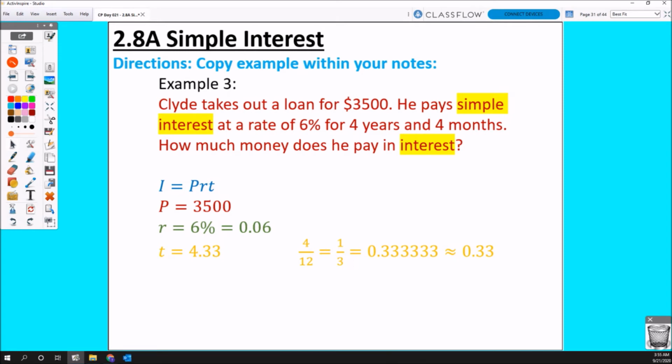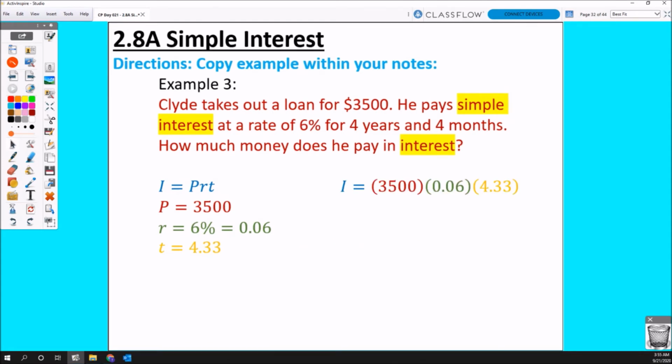So like I said, once you're given X amount of months, you must calculate it out of 12 months in a fraction. And then again, once you simplify the fraction, you can use a calculator to determine the decimal value, which is in this example, 0.33. So I combine it and then put it after 4. So t is 4.33.